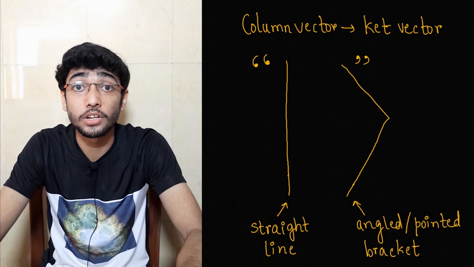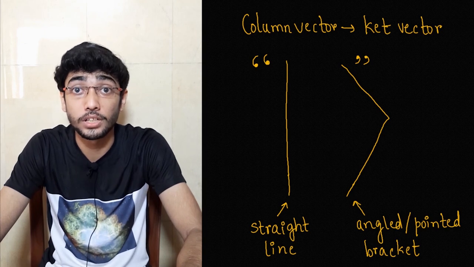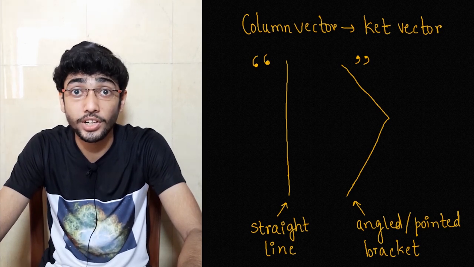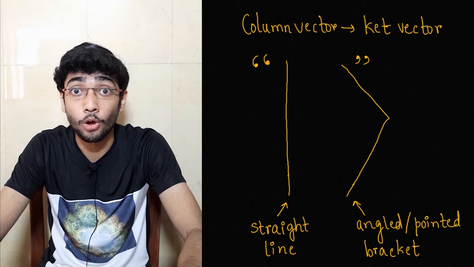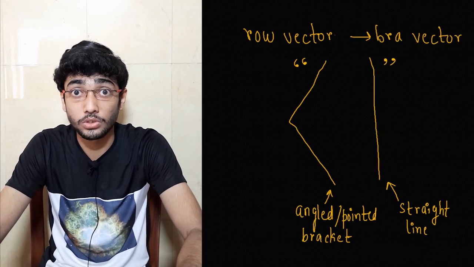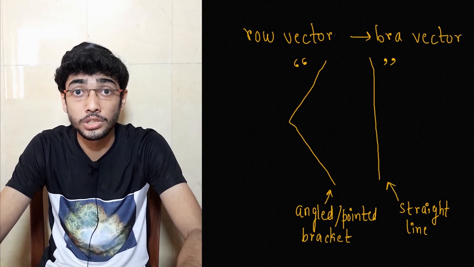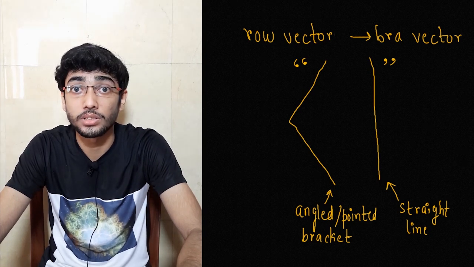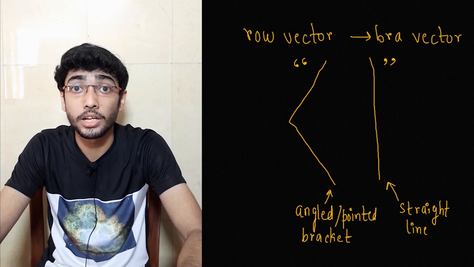Now, a column vector in quantum mechanics is called a ket vector and is represented by a straight line on the left and an angled or pointed bracket on the right. Another kind of vectors which you will come across in quantum mechanics are bra vectors, which are vectors represented as row matrices. They are represented by an angled bracket on the left and a straight line on the right.